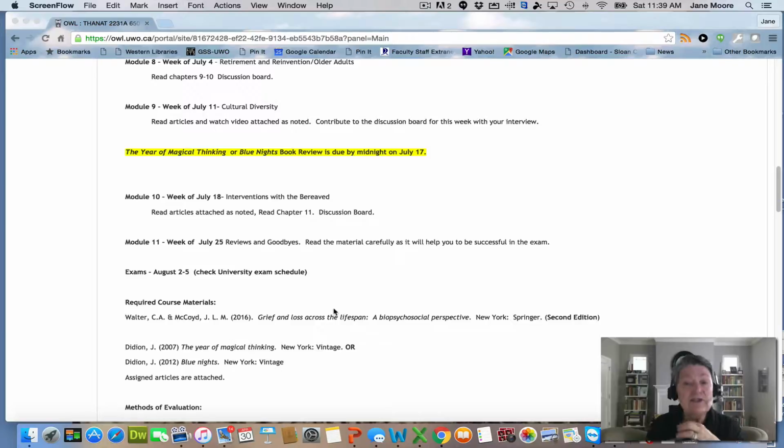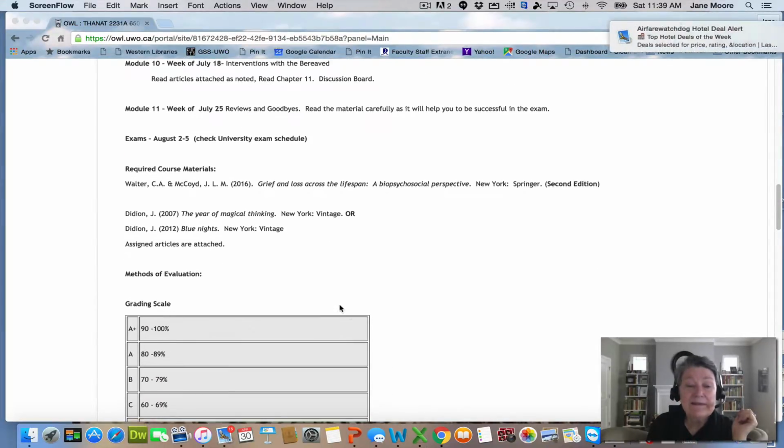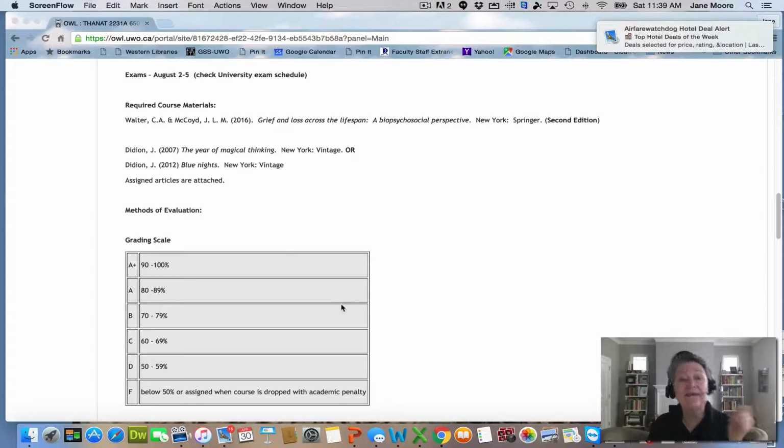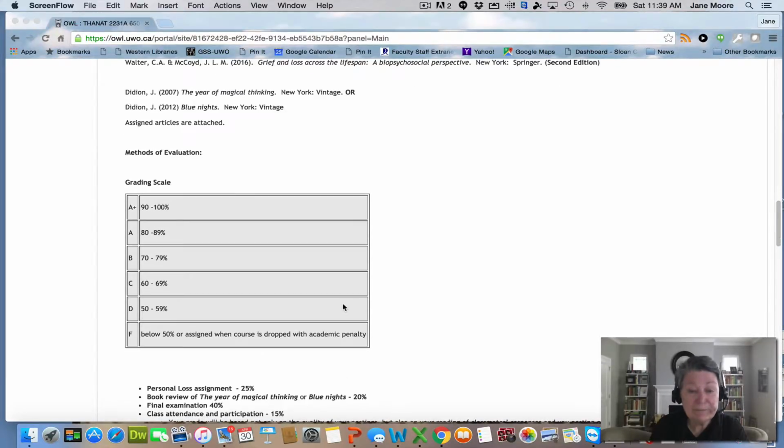The first edition is no longer available, and so we've moved to the second edition, and you will be missing readings if you are using the earlier edition. You can choose, as I said, between The Year of Magical Thinking or Blue Nights, and there are assigned articles attached within the course. The grading scale is here, and the grading scale is the official grading scale of Western, and so I'm sure that all of you are familiar with that.